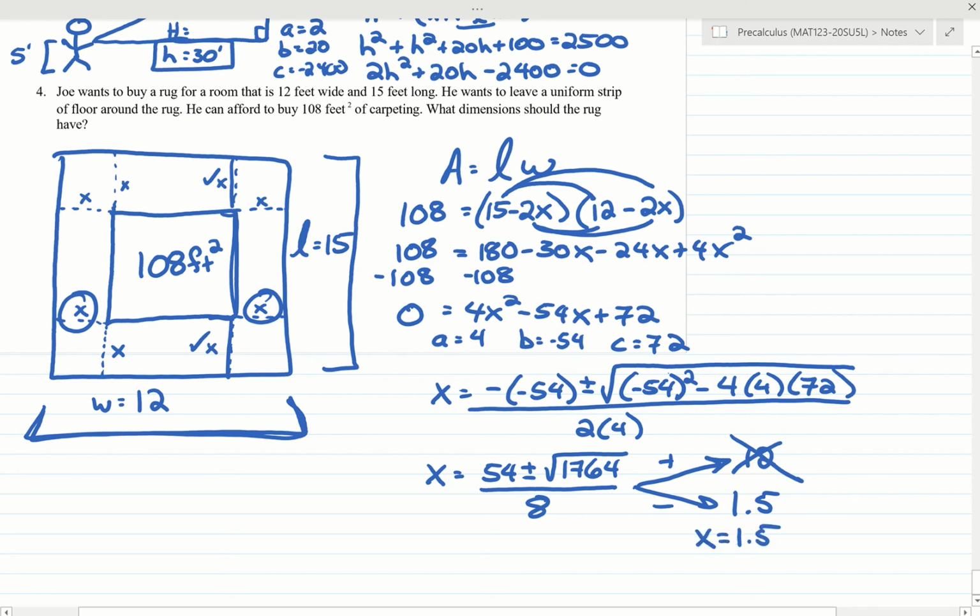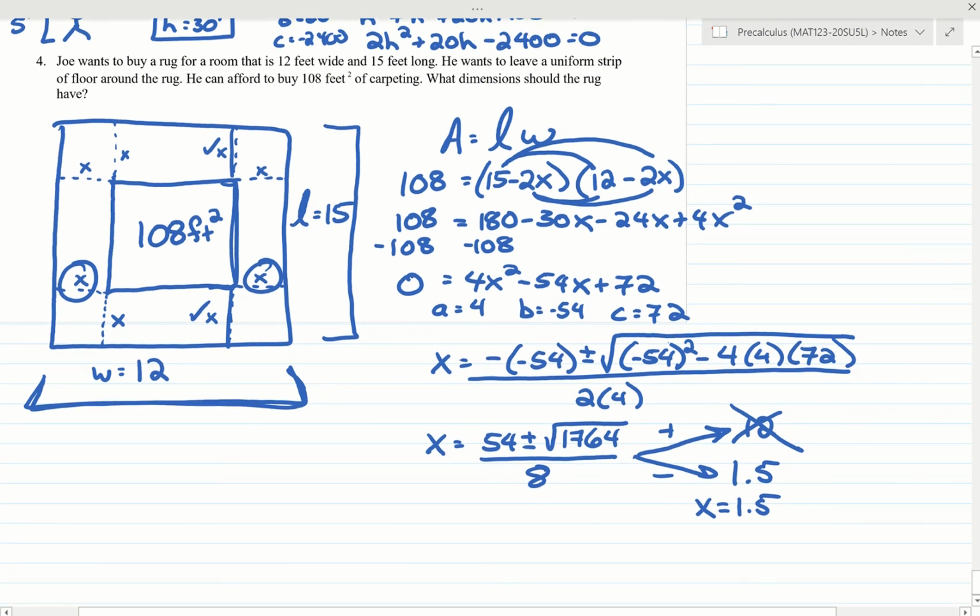So the question's asking us, what are the dimensions of the rug? Well, the width of the rug would be 12 minus x on both sides, or 12 minus 2 times 1.5, or 12 minus 3, which is 9 feet. The width of the rug is 9 feet.